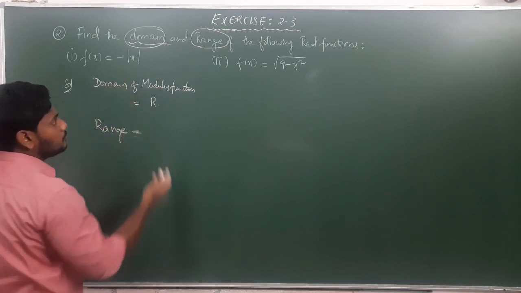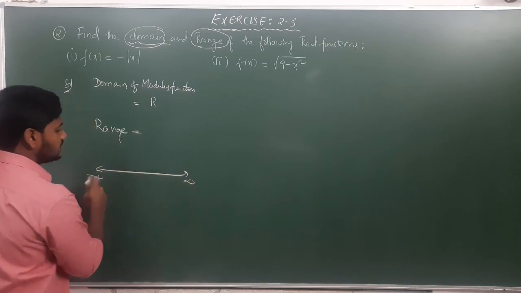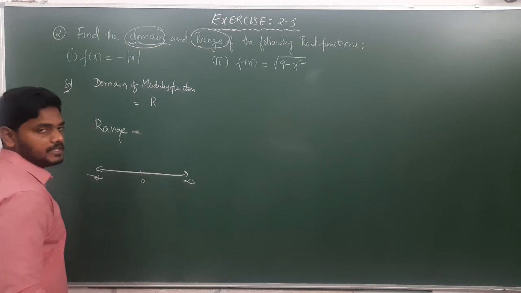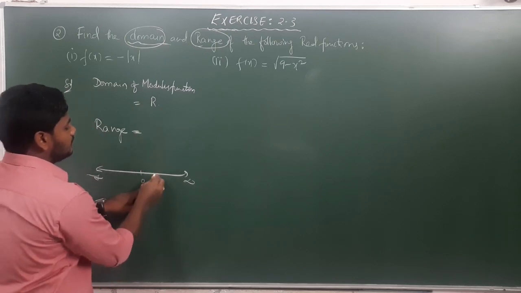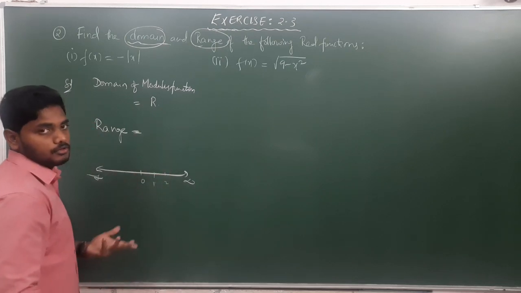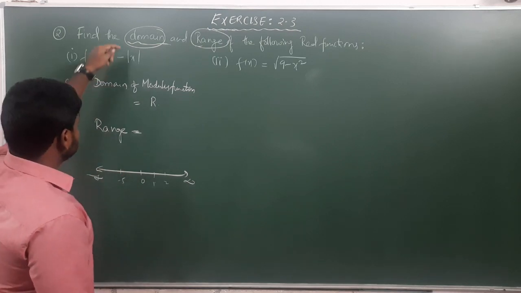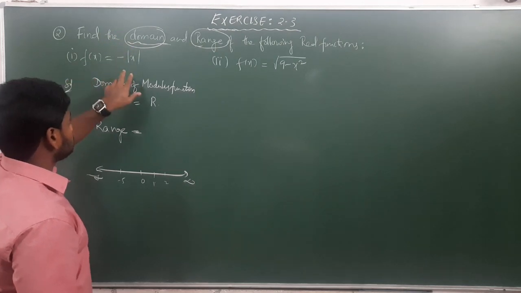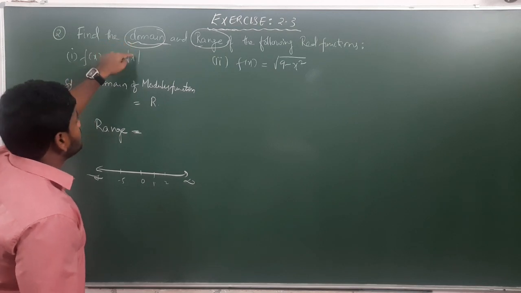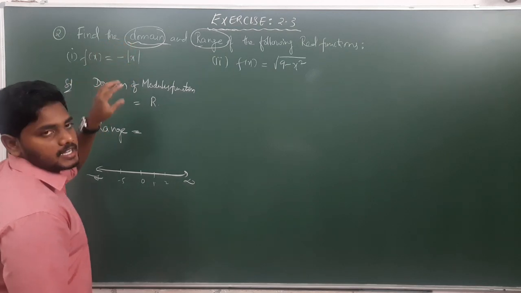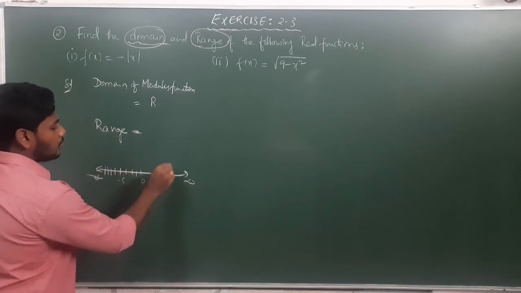If we consider this as a number line, minus infinity will be there, and in between 0 will be there. That means after 0, did we get anything like 1? Did we get 2? No. But did we get minus 5? Yes. When will we get minus 5? If you substitute 5, modulus of 5 is 5, and 5 into minus is minus 5. Or if you substitute minus 5, the value is 5, and 5 into minus is again minus. So we will get minus 5.